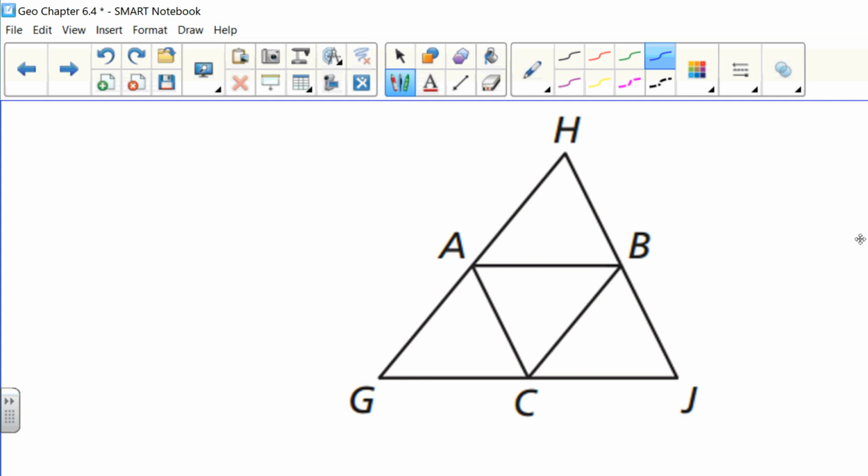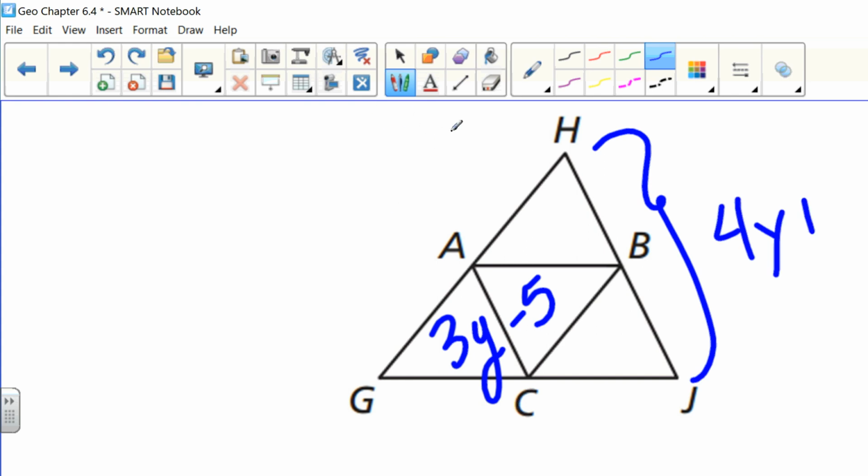So, when we look at this one here, we're going to do a similar thing to what we just did. Now, they tell us that AC is 3y minus 5. They tell us that HJ is 4y plus 2. And we want to find the value of HB. Well, HB is congruent to what? BJ and AC. They're all going to be the same length. So if I can find the length of one of those three segments, I will find the other two, because it will all be the exact same length.